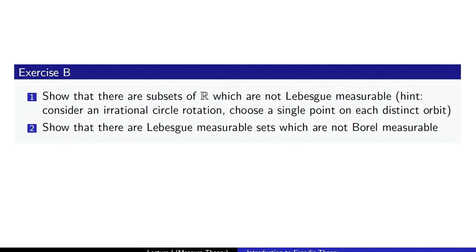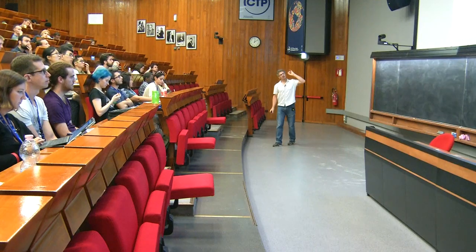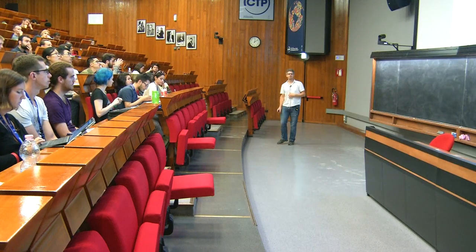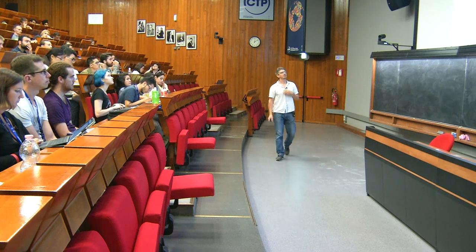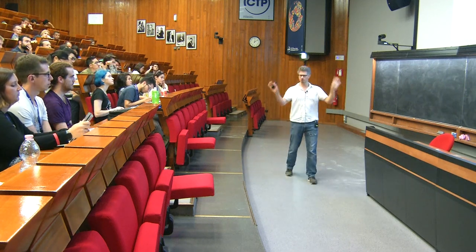My suggested way to do it is to consider an irrational circle rotation, the one that Karina wrote here first thing this morning. We want to use the irrational circle rotation, and we have orbits. She talked about orbits. Some orbits happen to coincide and some are distinct. Progress by choosing a single point on each distinct orbit.